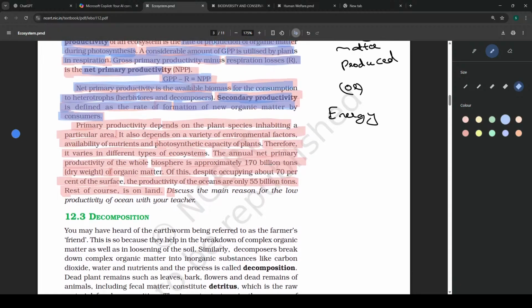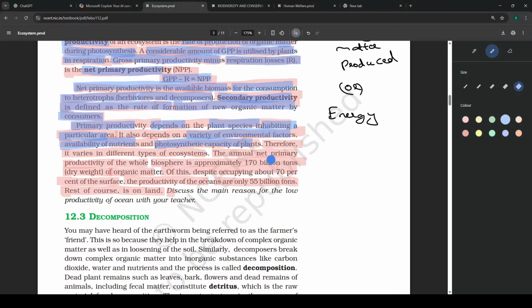Coming to the next topic, what are the factors which affect primary productivity? Primary productivity depends on the plant species inhabiting a particular area. Like if the plants are very large in size or have the capability to grow very large, they produce much larger biomass than smaller grasses, which do not have the capability to produce such a large biomass. It depends on the plant species first, and on a variety of environmental factors, then availability of nutrients, and also the photosynthetic capacity of the plant. Therefore it varies in different types of ecosystems.